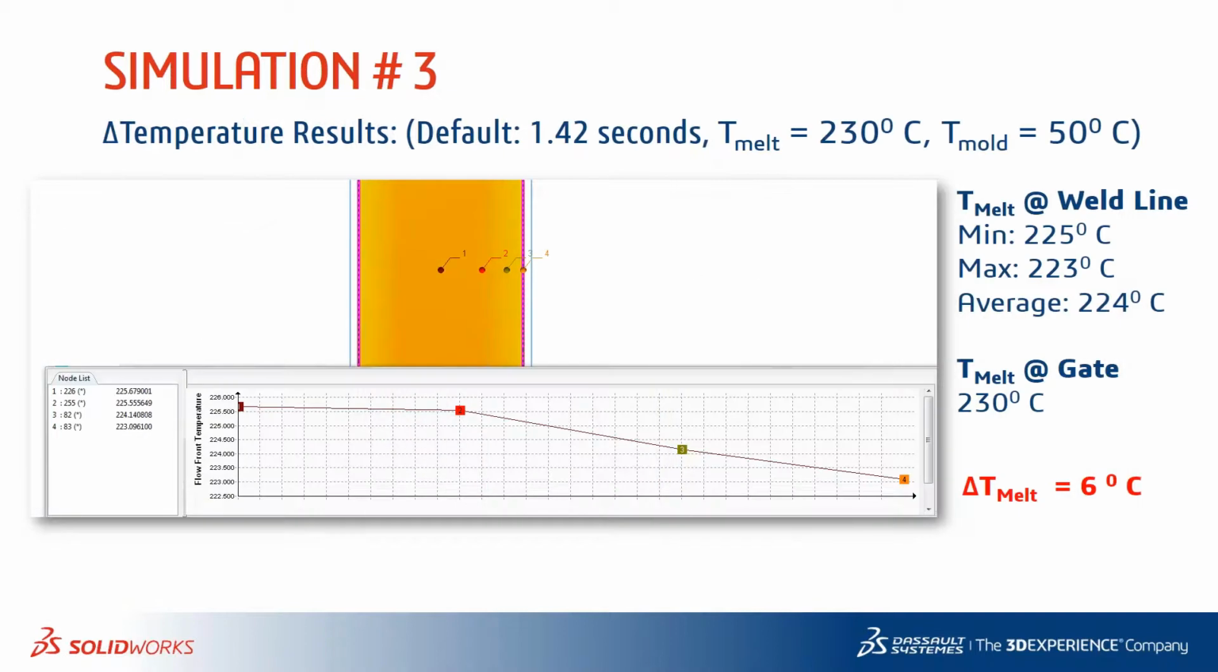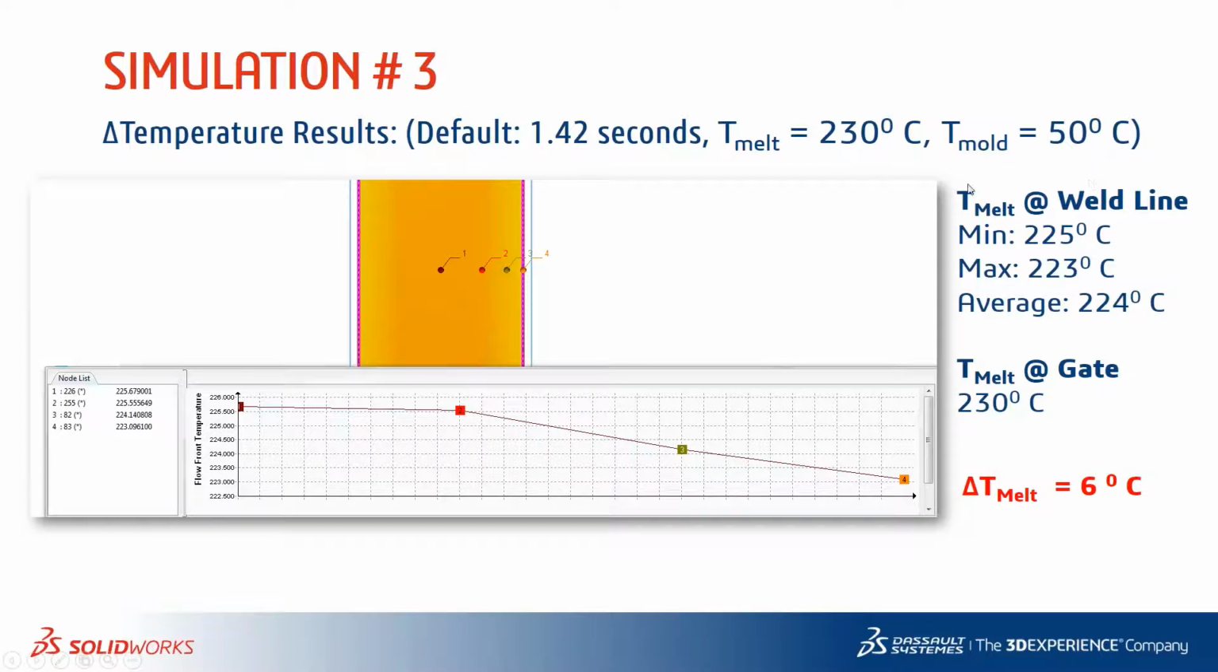So let's say we start with the default parameters for molding this tensile bar. We want to fill it in 1.42 seconds. Let's say the melt temperature is 230 degrees Celsius and the mold wall temperature is 50 degrees Celsius.